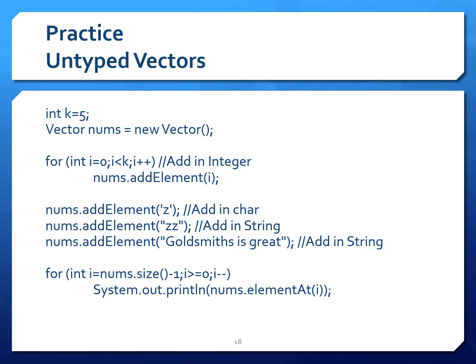Practice time. This example declares an untyped vector, and we add in a char and 2 strings into the untyped vector. Pause this video and code this example.